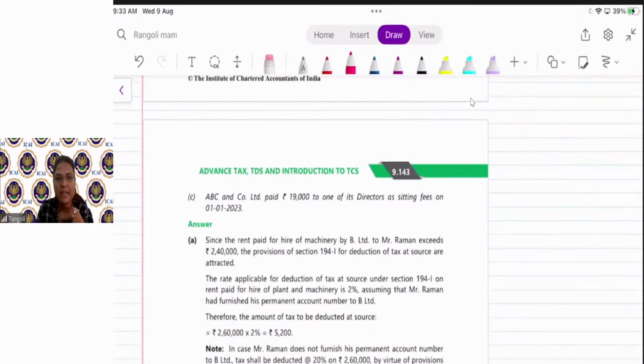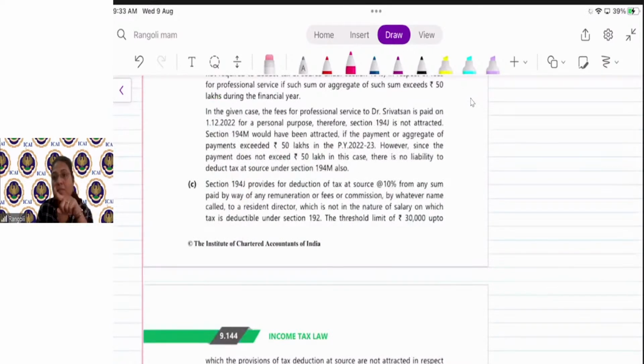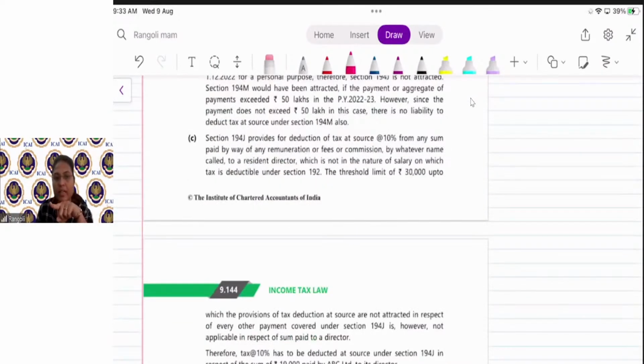ABC and company paid 19,000 to one of its director as sitting fees on 1/1/23. Whether TDS is applicable or not? Yes, because there is no threshold limit for sitting fees to the director, right? I have specifically mentioned when we discussed the section 194J. Right, so deducted under 194J, rate of TDS 10%. 19,000 is the value of fees. So 10%, it comes to 19,00.